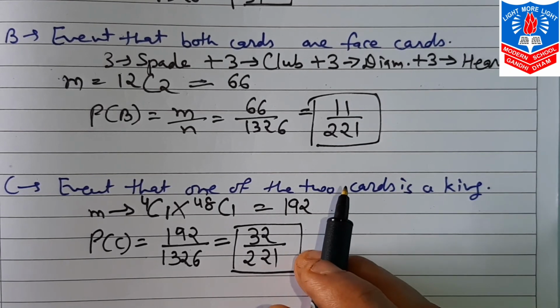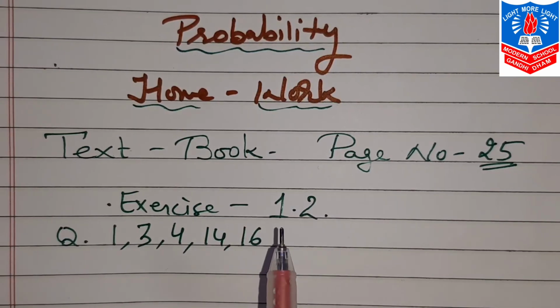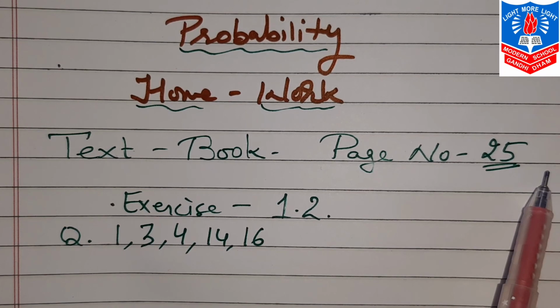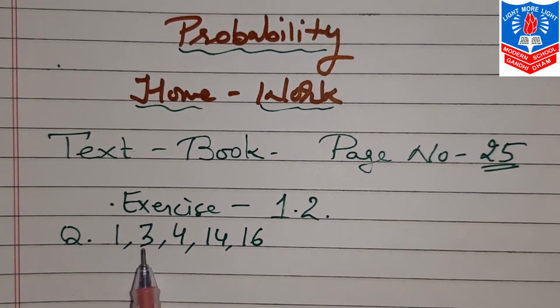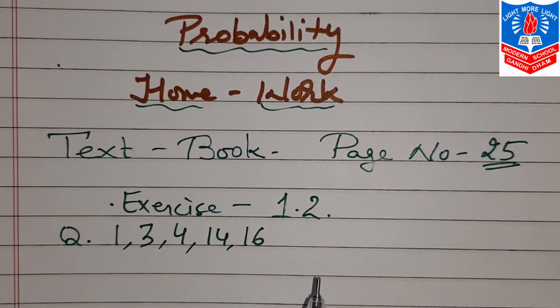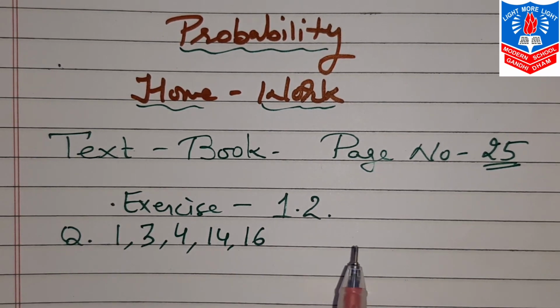Now today's sums, which type did we do? Now the same type of sums are homework. Today's homework: textbook page number 25, exercise 1.2, question numbers 1, 3, 4, 14 and 16, plus all illustrations of your textbook of such type of sums.